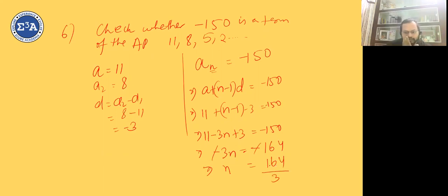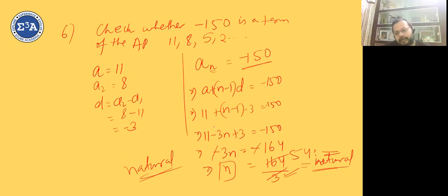And we know 6 plus 4 is 10, plus 1 is 11, so it is not divisible by 3. So we are not going to get an integer, or a natural number, here. 3 fives are 15 and 14, so 3 fours are 12, point something. So definitely minus 150 is not a term of this AP. If we would have got n as a natural number, we could have concluded that it is a term of the AP.